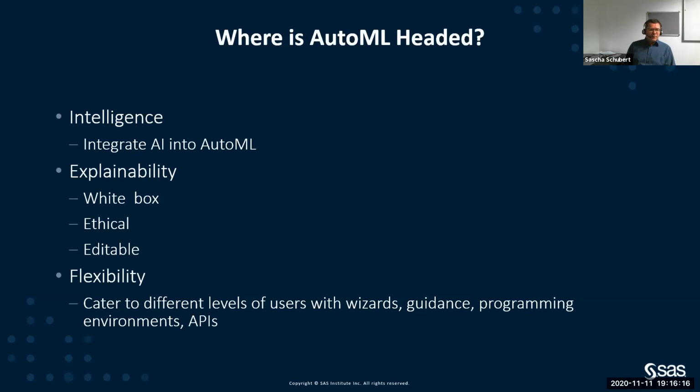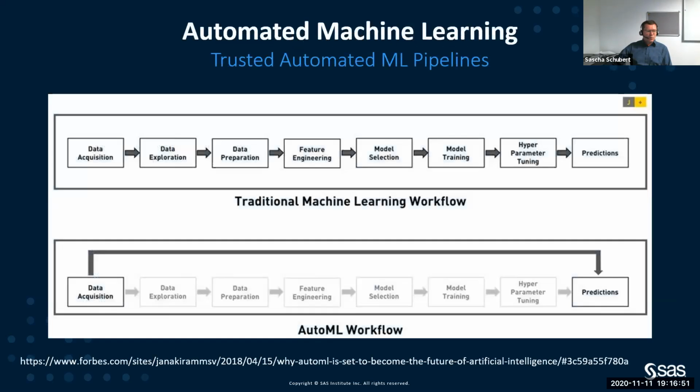And then the flexibility, to cater to different levels of users. We see this in a lot of organizations, that there's different types of users. There's the programmers and the coders that use the code and write programs, and then there's the users that are a little bit more on the business side, that maybe want to use a graphical user interface, and other users want to use APIs to link into capabilities of automated machine learning. So catering to all these different levels of users is also an area where automated machine learning has a lot of potential to improve in the future.